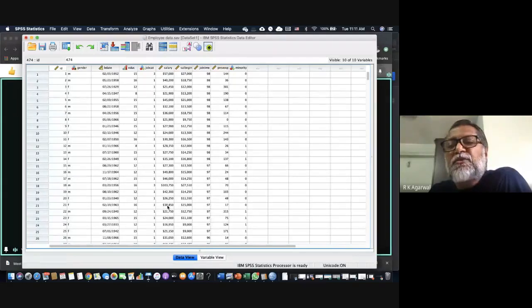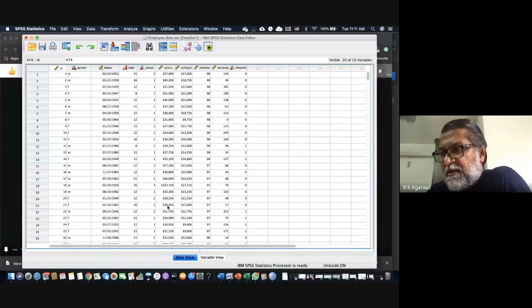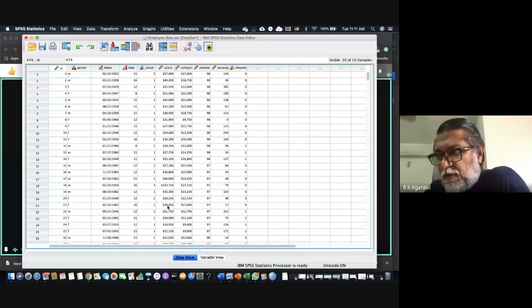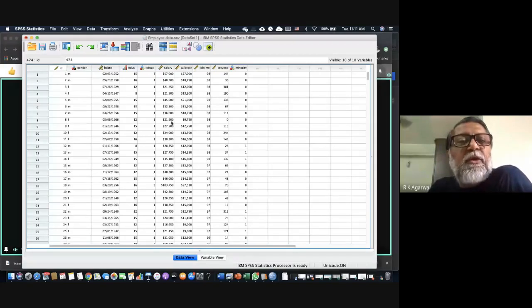Okay, so now we want to construct a frequency distribution of the salary column. But what is the first step? You need to first find out how many times this value 57,000 has occurred, how many times this value 40,200 has occurred, how many times this value, and so on.